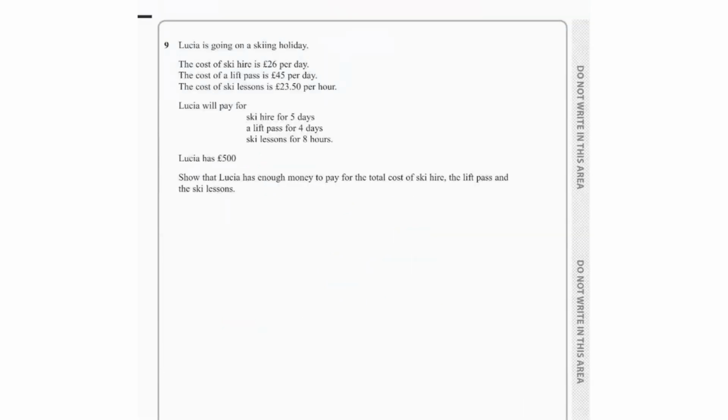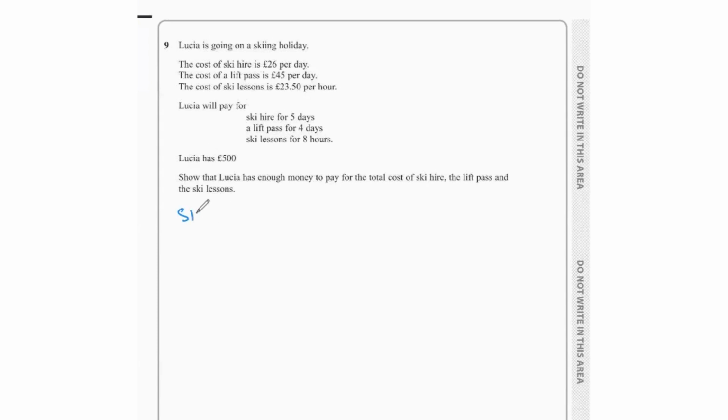Question 9 says Lucia is going on a skiing holiday. The cost of ski hire is 26 pounds per day. The cost of a lift pass is 45 pounds per day. The cost of ski lessons is 23.50 pounds per hour. Lucia will pay for ski hire for 5 days, lift pass for 4 days, and ski lessons for 8 hours. She has 500 pounds. Show that Lucia has enough money to pay for the total cost of ski hire, lift pass, and the ski lessons. So for this, let's find how much she's paying in total for the 5 days, 4 days, and 8 hours for the 3 separate things.